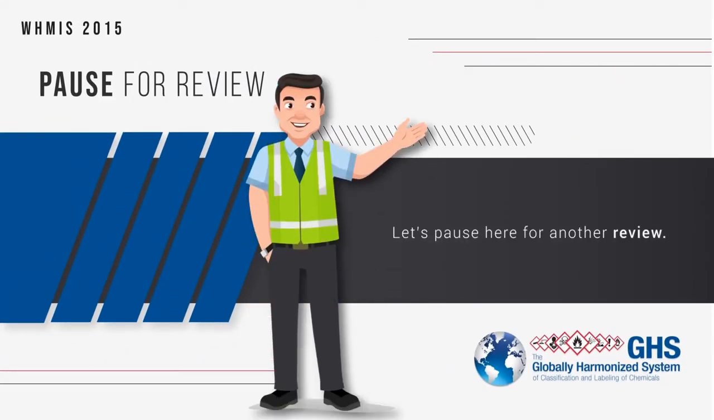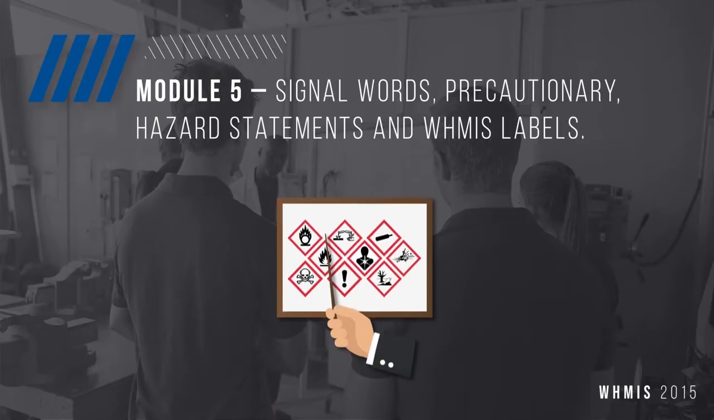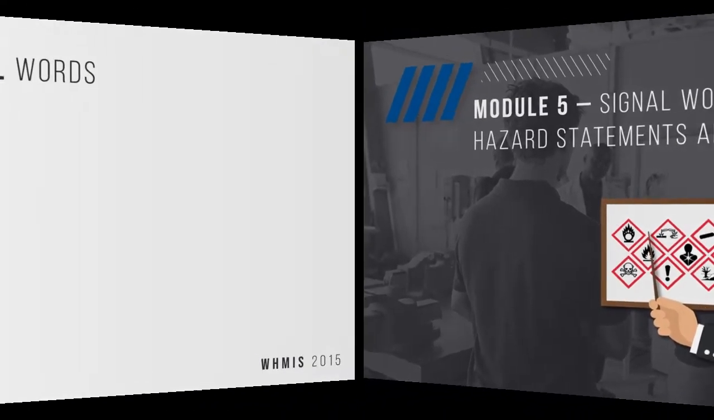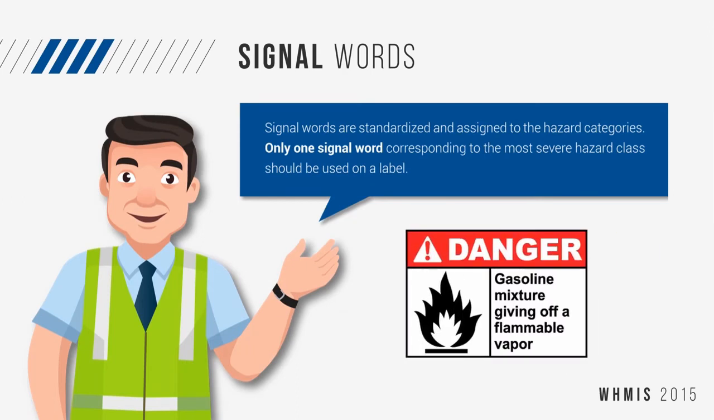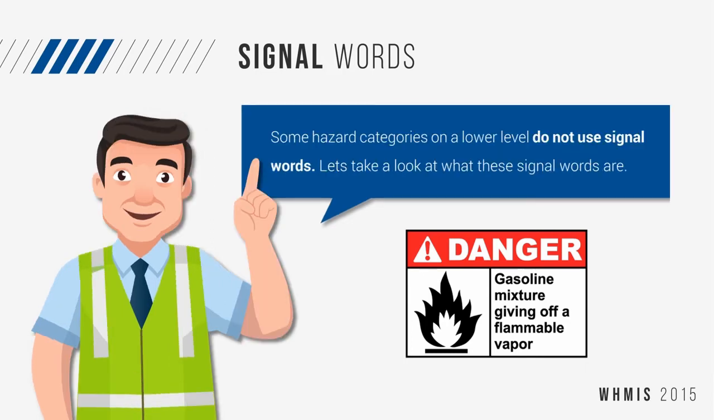Let's pause here for another review. Module 5: Signal words, precautionary, hazard statements, and WHMIS labels. Signal words are standardized and assigned to the hazard categories. Only one signal word corresponding to the most severe hazard class should be used on a label. Some hazard categories on a lower level do not use signal words.